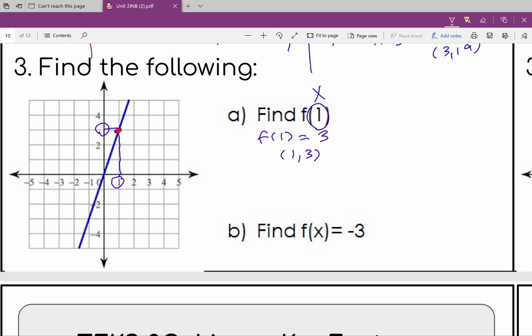Okay, and then letter B says f of x is equal to negative 3. Remember, f of x is y, so this is saying y is equal to negative 3. So I need to go on my y's. Negative 3 is right here. I need to figure out where it connects to the graph, which is here, and then what x value that is. So this is saying that the x value is negative 1. So x is equal to negative 1. So the point is negative 1, negative 3.